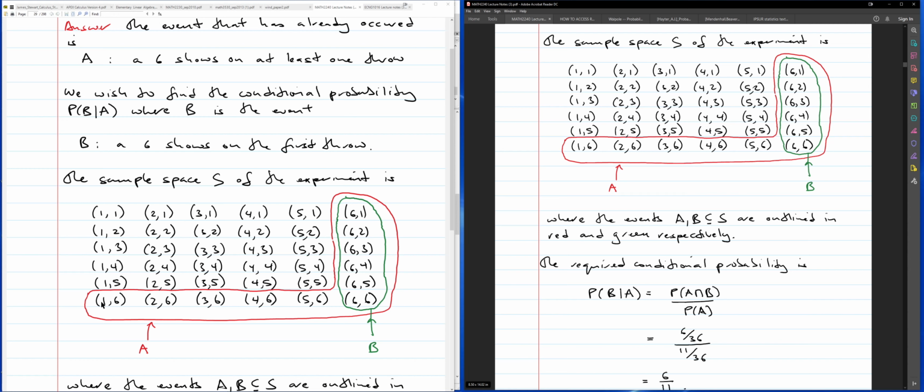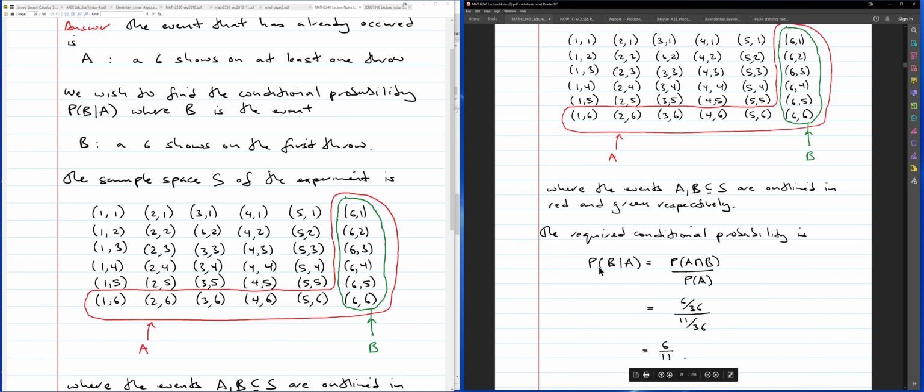The probability of A occurring: there are 11 outcomes in A, so the probability of A is 11 on 36. So your conditional probability, according to our definition, is the probability of A intersect B divided by the probability of A, which is 6 on 36 divided by 11 on 36, which is 6 on 11.